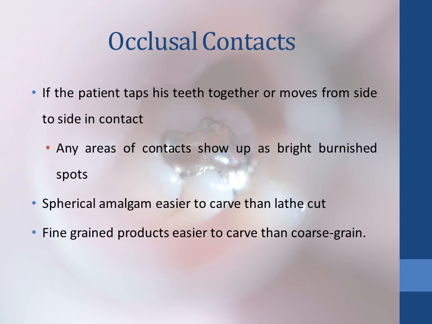Occlusal contacts, well, we have to ensure that the occlusal contacts are maintained. So if the patient taps his teeth together or moves them from side to side in contact, any areas of contact or high spots show up as bright areas or spots. So it is very important that we ensure the occlusion is maintained, and any lost occlusal points are regained with the opposing teeth. Spherical amalgam is easier to carve than the lathe cut, and fine grit products are easier to carve than the coarse grain.